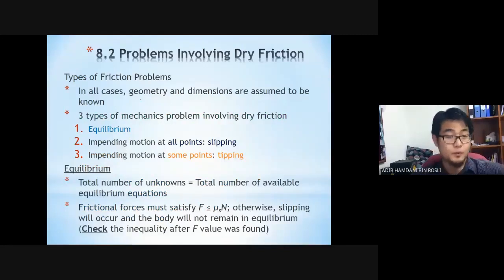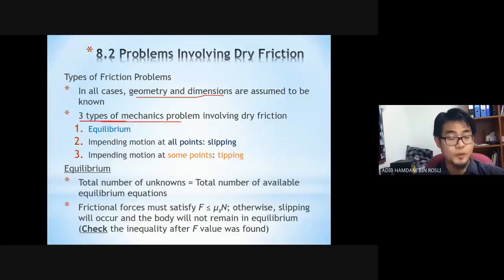So this is what we are going to elaborate on more: the types of friction problems. In this case, of course, your geometry and dimensions are assumed to be known, like the box and how much its dimensions are. You should be told about these dimensions, generally speaking.